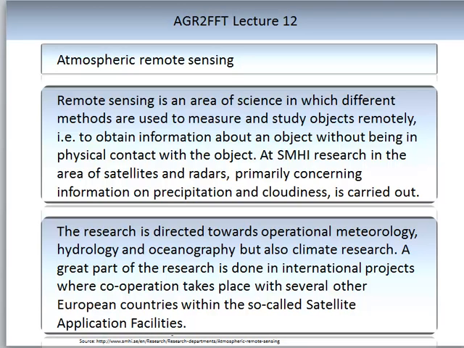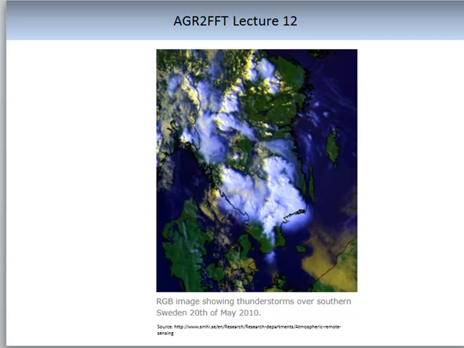While much of this technology is not used directly in agriculture at the moment, certainly the outputs of this kind of research are used indirectly, in both understanding weather systems and enabling better and more robust modelling of what the future climate may hold for us. This image shows thunderstorms over the southern Sweden area and is an example of the kind of remote weather sensing data that one can obtain.